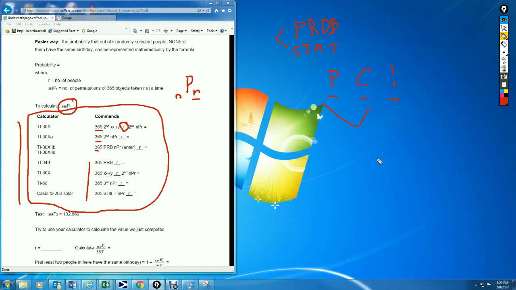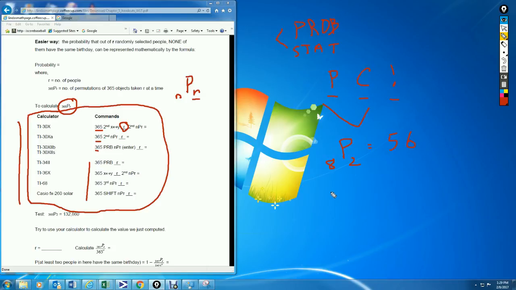Okay. Let me give you a couple more easier test cases. 8P2 is equal to 56. So in other words, the permutation of 8 objects taken 2 at a time is 56.